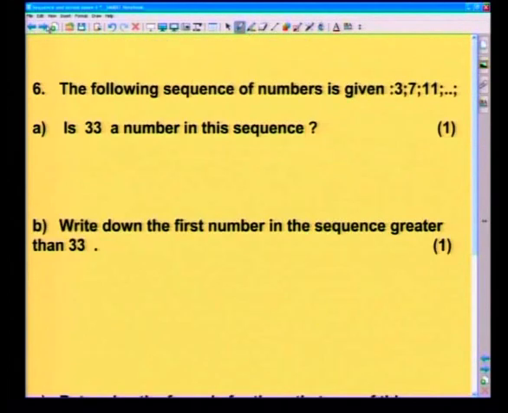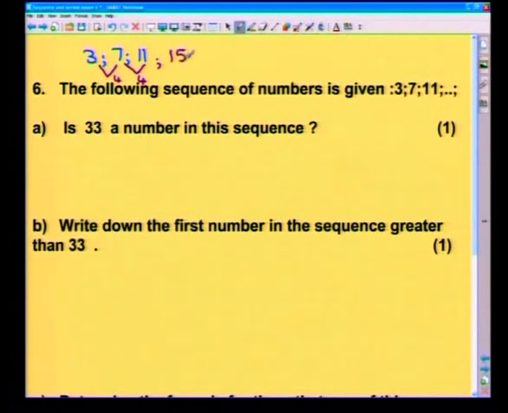Right, let's move to the next question. The next question says the following sequence of numbers is given: 3, 7, and 11. Is 33 a number on the sequence? Well, there are several ways to find this out. The one way is to have a look at what we've got. We've got 3, 7, and 11. What is happening here each time? Well, here I'm adding 4. Here I'm adding 4. And so, yes, what I can keep on doing is adding 4.